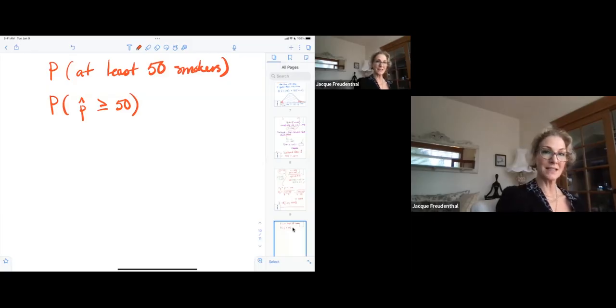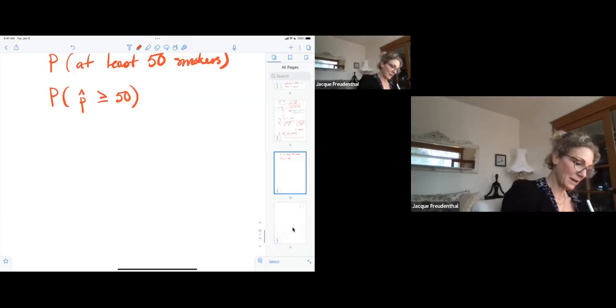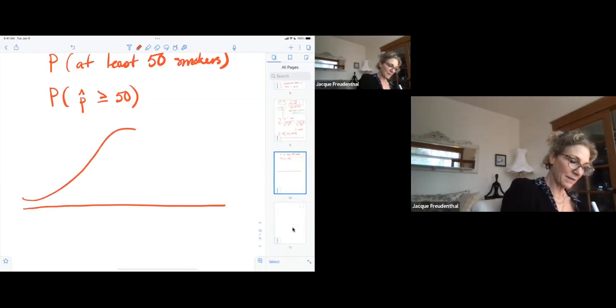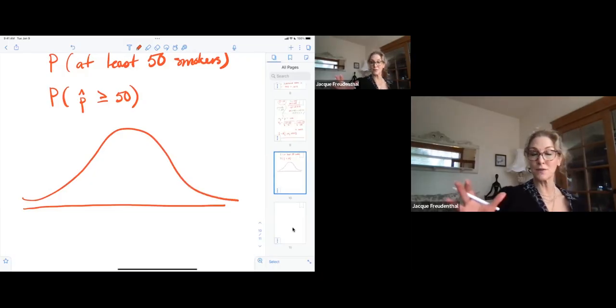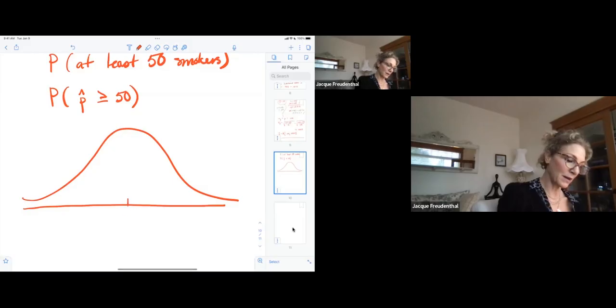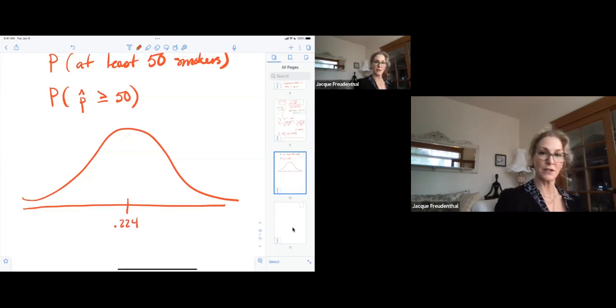Now we're going to take this and figure out what it means in my diagram. So in my diagram, it's a normal model, so that's why I'm drawing a bell-shaped curve. We verified it follows a normal model. The mean of p hat is the same as the population proportion. So that was 0.224.